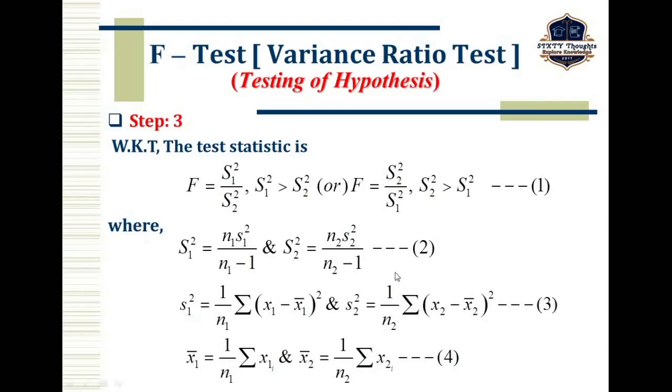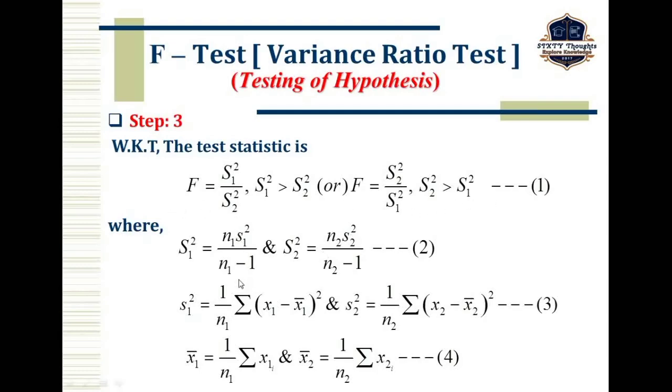What is our target? From the given statement we know the n1 and n2 values, and also we know the two different diet data, A and B. In diet A data we consider the x1 sample, and in diet B data we consider the x2 sample. From the given data, we first find x1 bar and x2 bar. Once we know x1 bar and x2 bar, we find the sum of x1 minus x1 bar whole square value, then substitute to get small s1 square and s2 square. Later we substitute in equation 2 to get capital S1 square and S2 square. Finally, we substitute in equation 1 and get the F value.